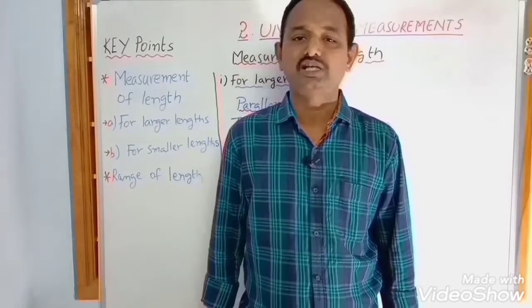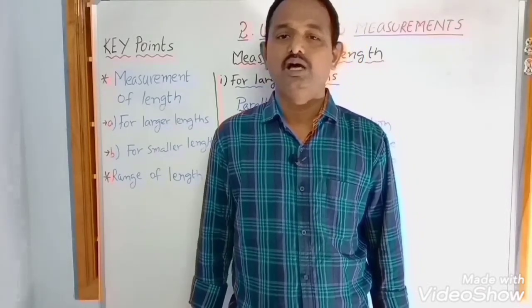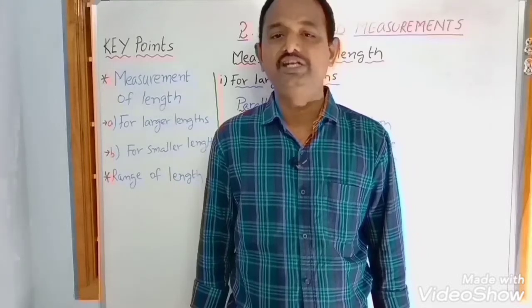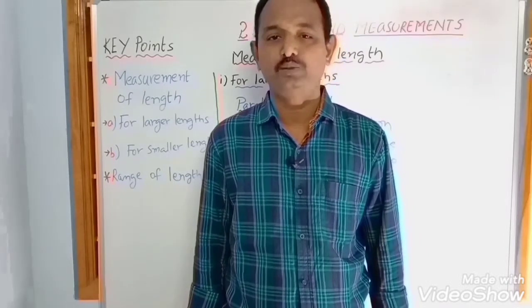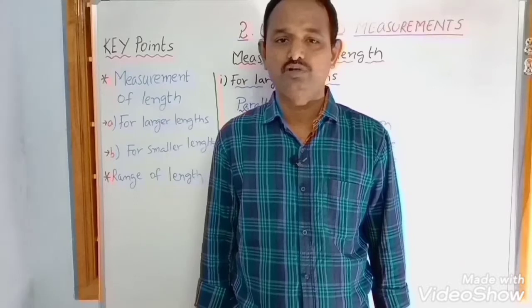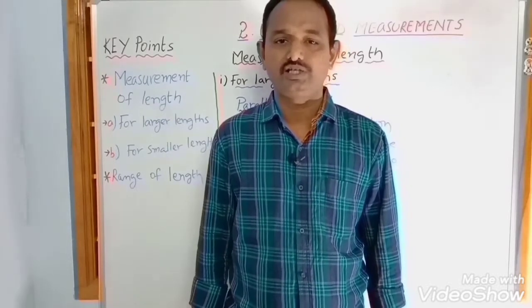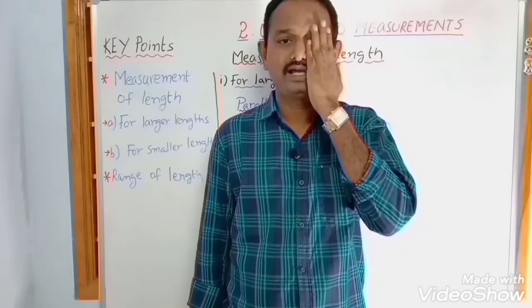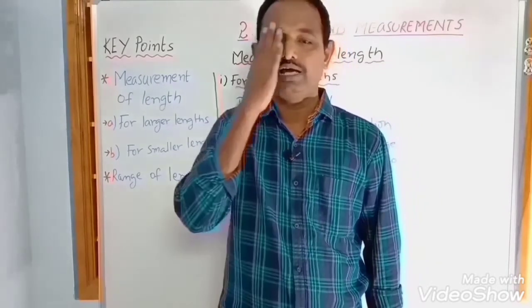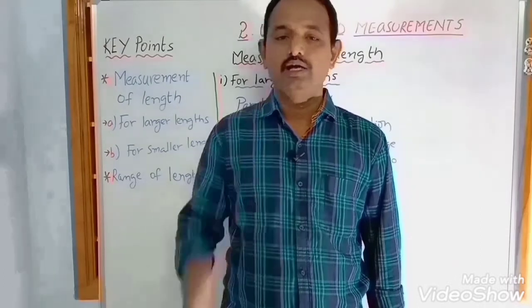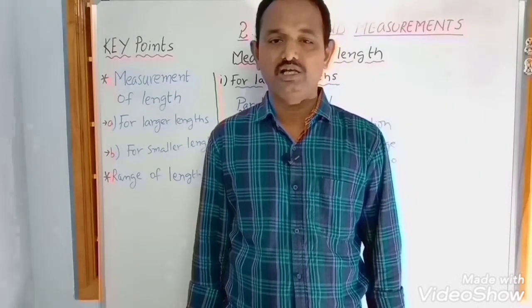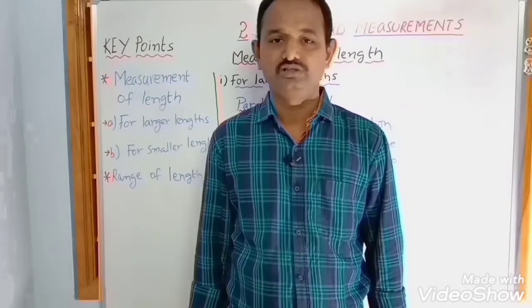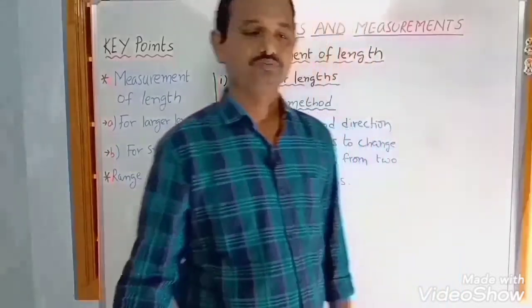The position and direction of an object appears to change when it is viewed from two different positions. For example, if you see one object by closing the left eye and viewing with the right eye, and again by closing the right eye and viewing with the left eye, its position and direction appears to change. Once have a look here.